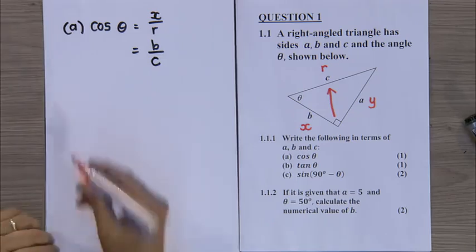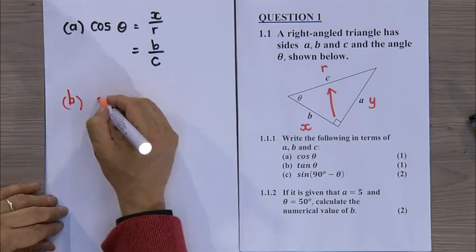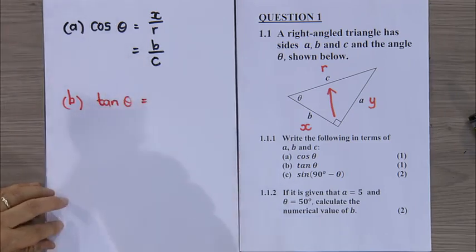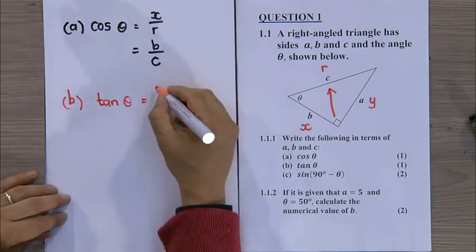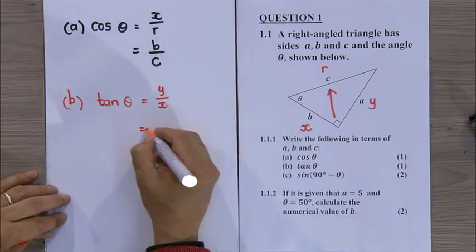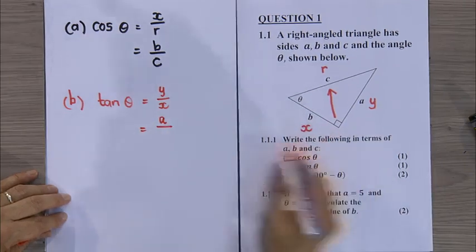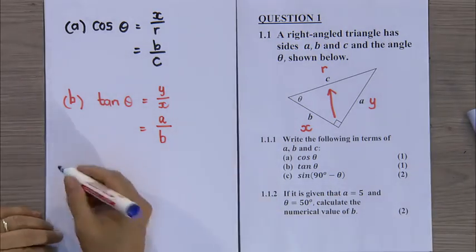Let's look at the second one, B. They ask us, what is tan of theta? You should say now, sir, tan not a problem. Tan is y over x. Now let's see, what is y? y is a. What is x? x is b. Right? So you can see it's quite basic if you just need to know your information.